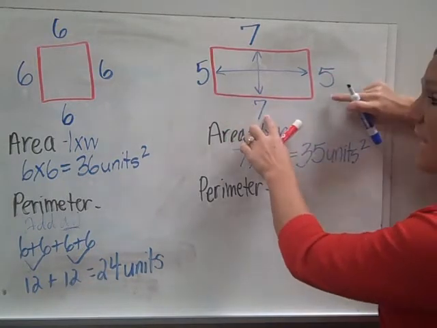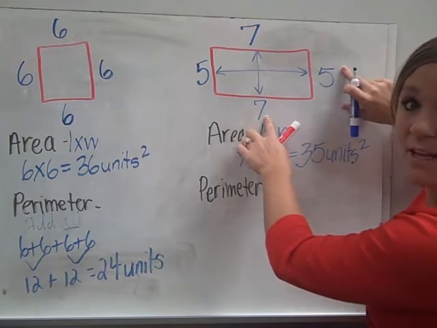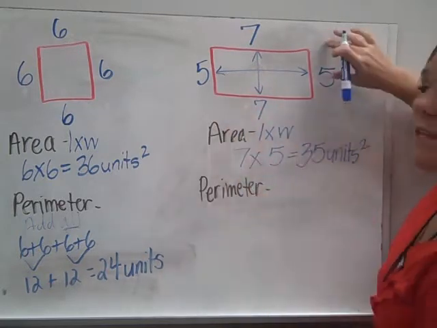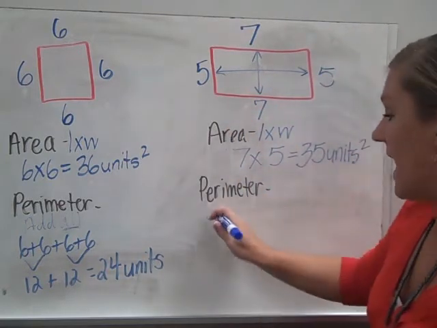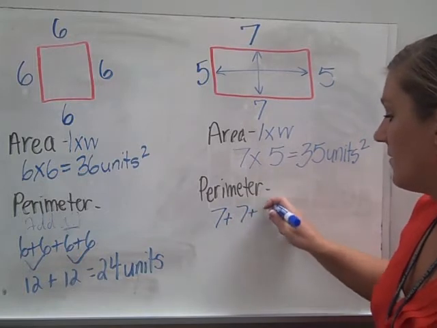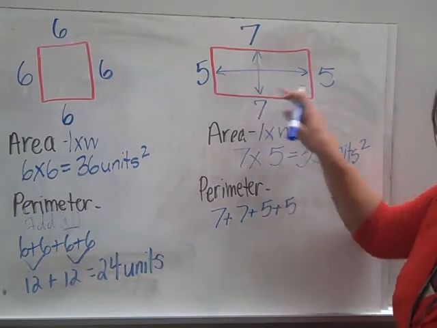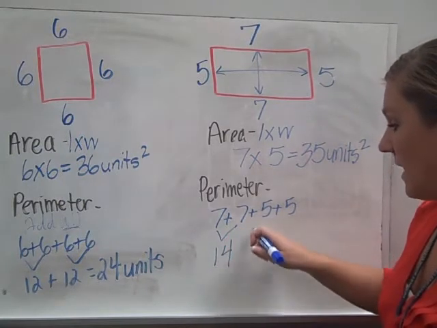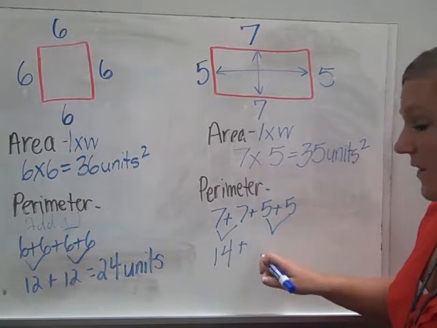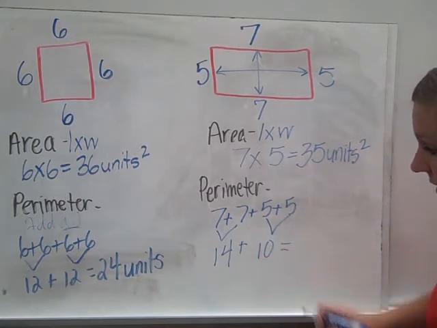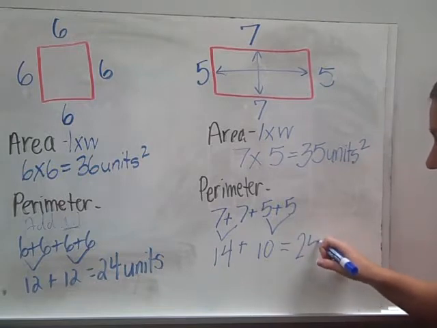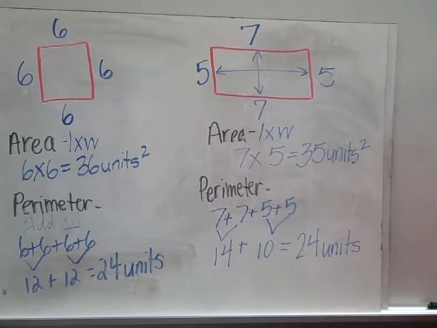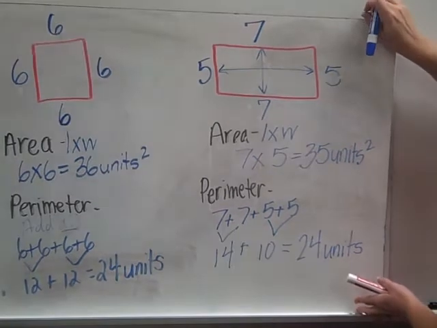Now, if I hadn't written in 7 and 5, I might have made a careless mistake and just added 7 and 5, what they gave me. So always fill in the other side so that you don't forget to add up 7 plus 7 and 5 plus 5. There are 4 sides, so I must be adding 4 numbers. 7 plus 7 is 14, plus 5 plus 5 is 10. 14 and 10 is 24 units. Okay? Pretty simple, right?